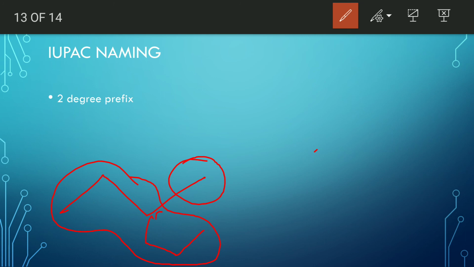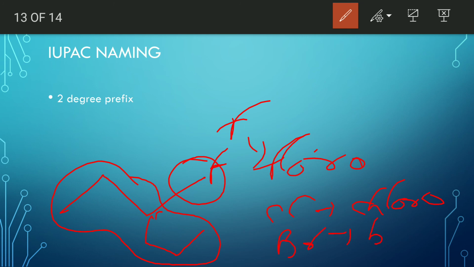So some specific names are given to the locants. So suppose we have fluorine, we'll call it fluoro. When we have chlorine, we'll call it chloro. When we have bromine, we'll use it as bromo. When we have iodine, then we'll use iodo, right?